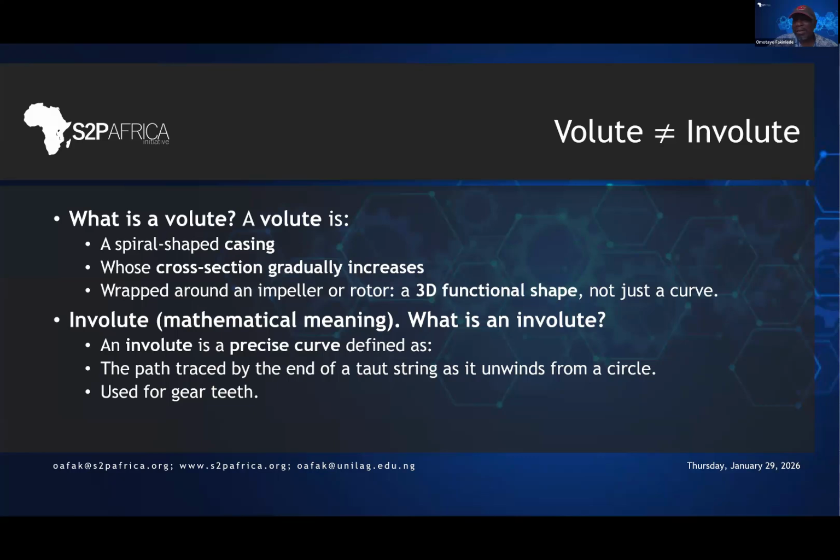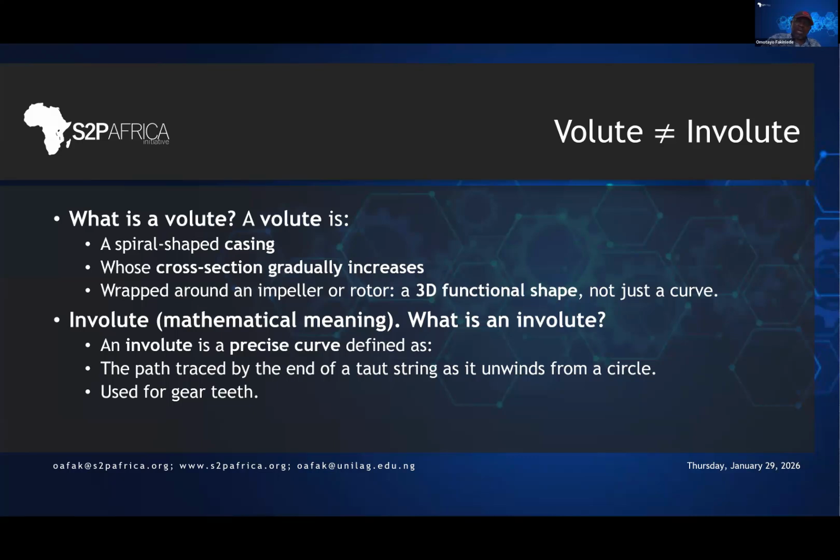I want to quickly remark that a volute is not the same thing as an involute. I did that because in the previous set, it was too late for me to correct it, because in their exam, in their homework, people misread it because those two words are very close, but they are very far from each other. A volute is a spiral-shaped casing whose cross-section gradually increases or gradually decreases.